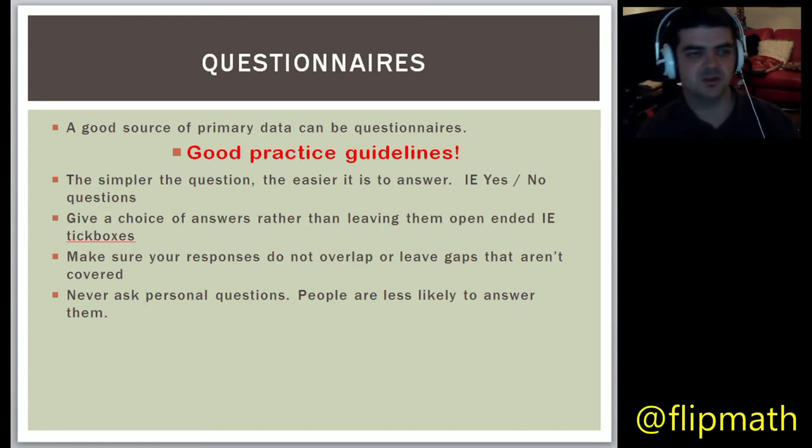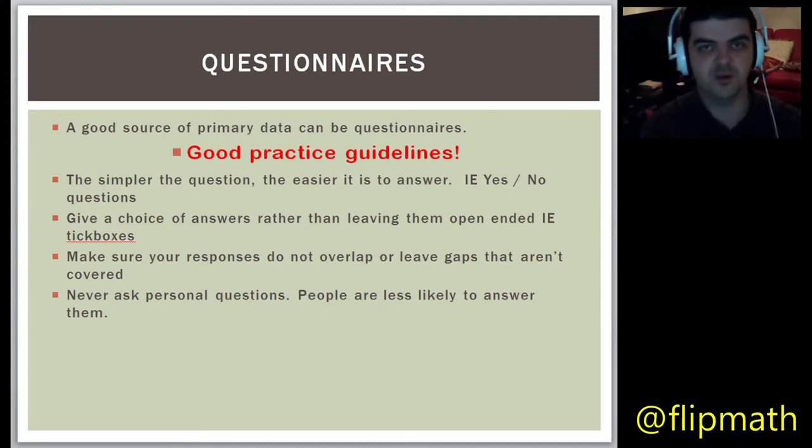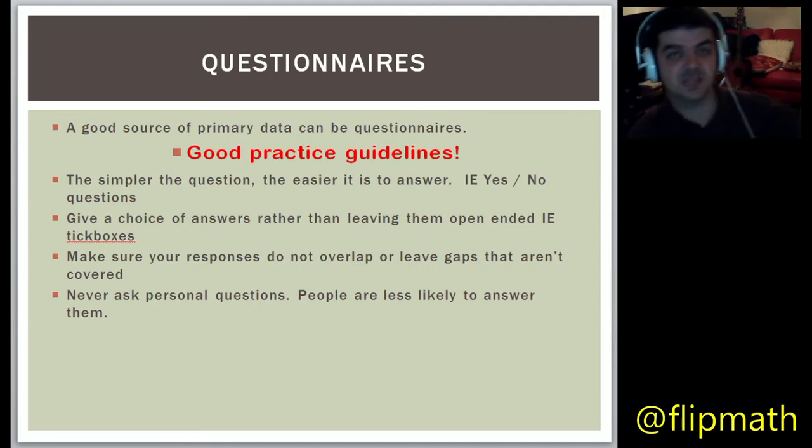Tick boxes. So if you're asking people how much they spend per month on food, rather than just leaving it totally open-ended, group your data already. So give 0 to £50, 51 to 100, 101 to 150, etc. Give them the tick boxes to fill in. Make sure responses do not overlap or leave gaps that are uncovered, and never ask personal questions. People are less likely to answer them. We've covered those bits earlier on in the video.